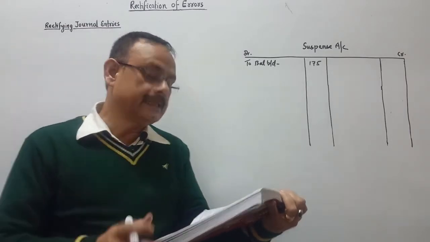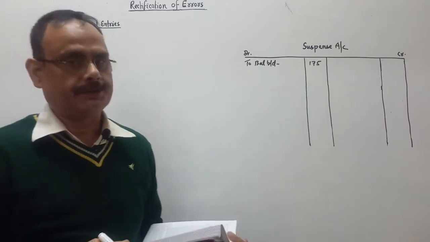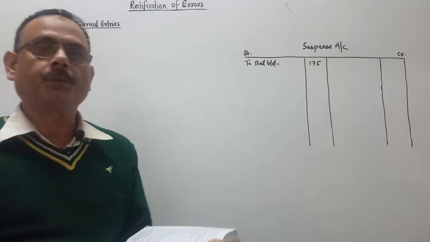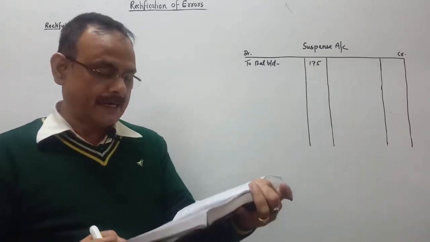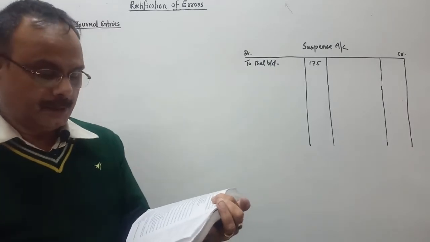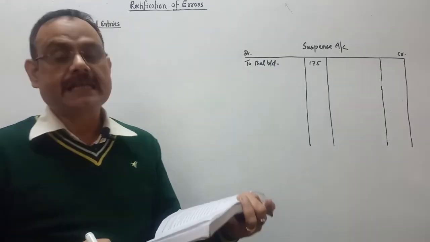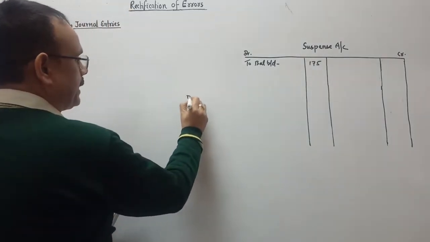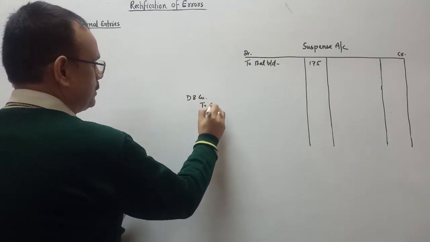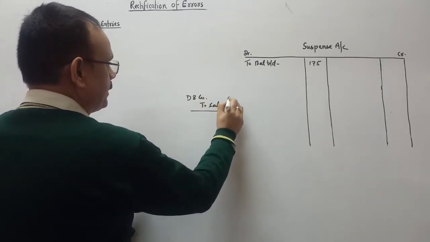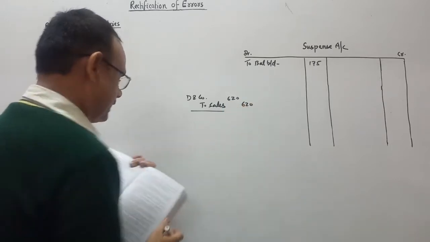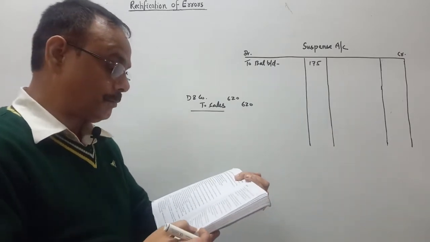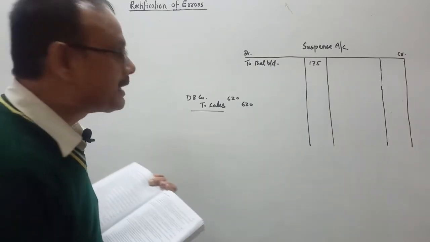Later on, the undermentioned errors are discovered. What are the errors? There are a total of 6 errors given. Error number 1: goods amounting to rupees 620 sold to D and Company were correctly entered in the sales book. Goods sold to D and Company, debit D and Company, credit sales account, 620. The amount is 620, correctly entered in the sales book but posted to the company's account as 260.